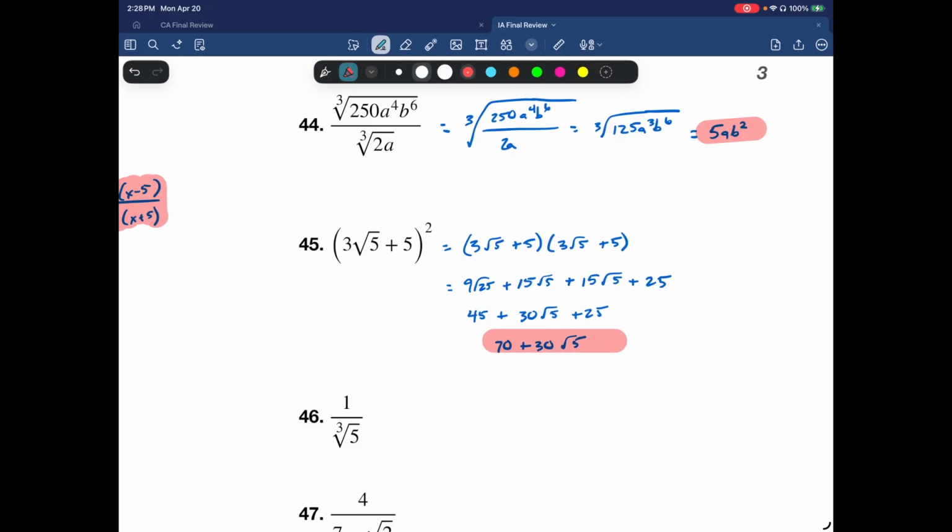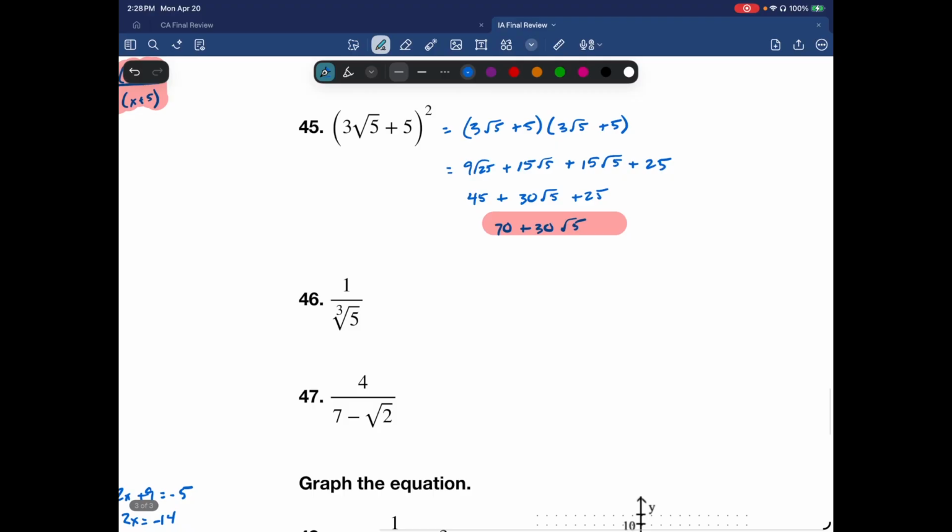On 46 and 47, you're rationalizing the denominator. On 46, I need to produce a perfect cube underneath. So 5 to the first, I need 125, so I need 2 more 5s, so I'm going to multiply it by 5 squared. When I multiply these together, I get 5 cubed, which gets to come out. 5 squared is just 25, so I get the cube root of 25. Since it's the cube root, I can't do anything with that. By multiplying the bottom, I get a perfect cube inside, so that just leaves me with 5. So my final answer is the cube root of 25 over 5.